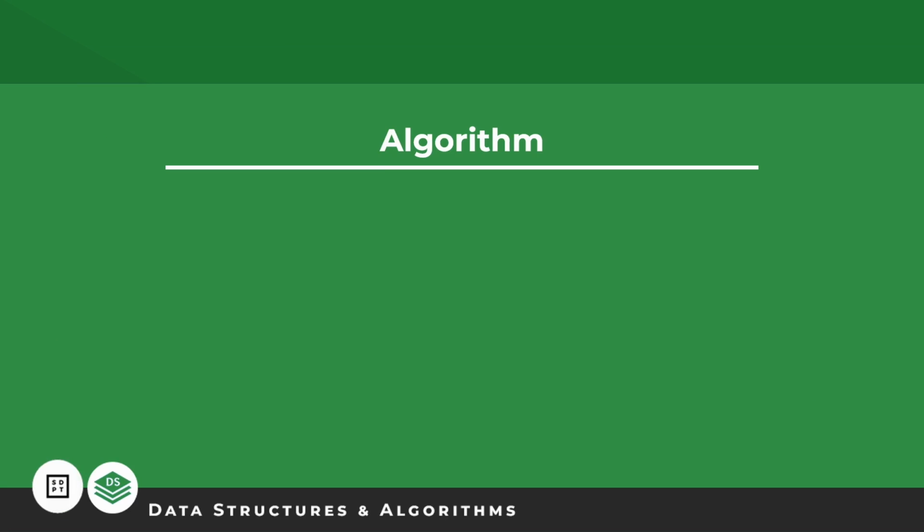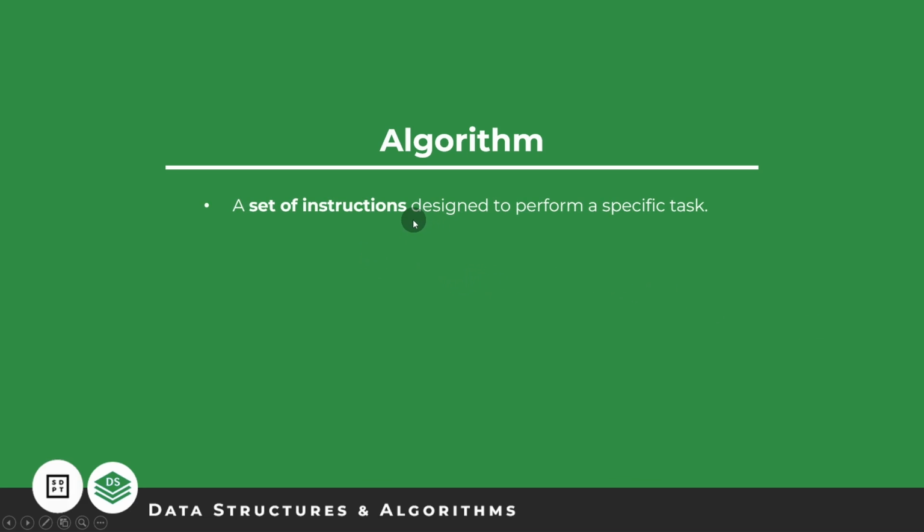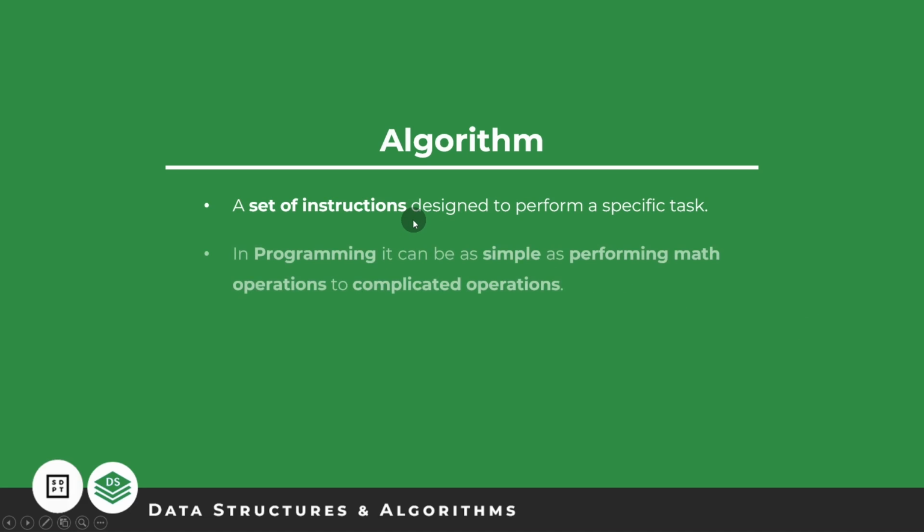Okay guys, so let's talk about algorithm. So ano nga ba yung algorithm na sinasabi natin? So ang algorithm is just a set of instruction designed to perform a specific task. For example, in programming, pwede siya maging performing math operations or even complicated operations. For example, gumamit tayo ng for loop and then manipulate natin yung data dun sa loob nun. So it's already called an algorithm. So anything that you do to a data, you're using an algorithm. So it's just a step-by-step procedure.